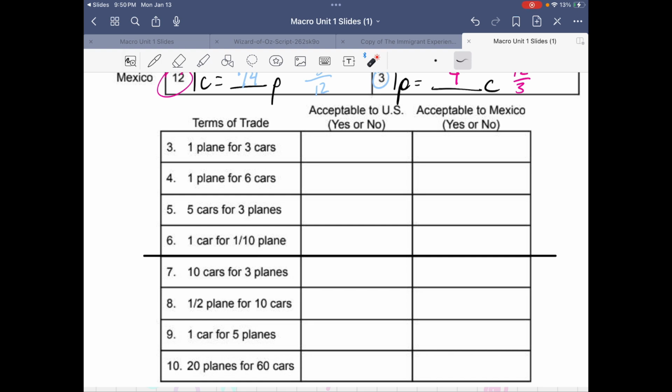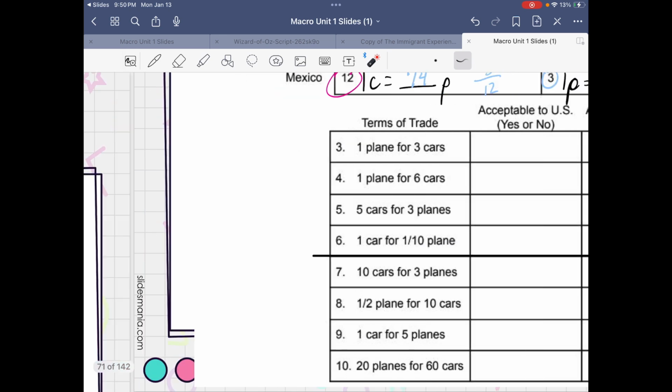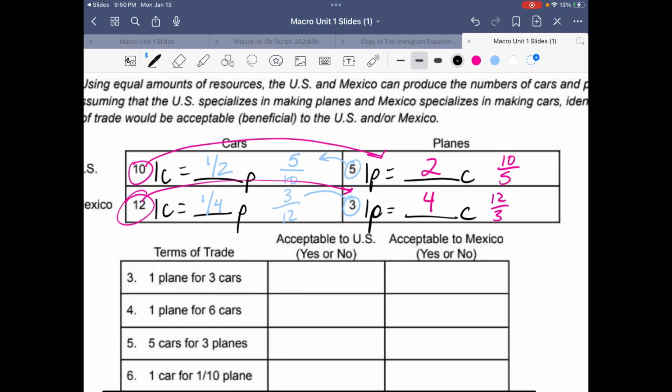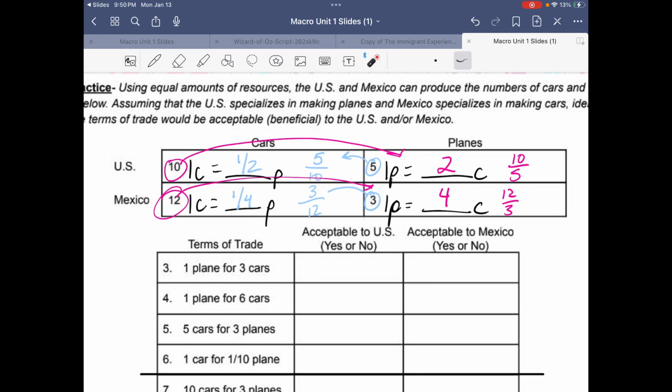So let's dive in. If I have this little checklist for you guys, which this note slide is posted on Google Classroom, we have done this. We've done the OOO or IOU method. We write out who wants what and only focus on those numbers. Well, what we haven't done is figured out who has comparative advantage and absolute advantage. So absolute advantage is not required to answer these questions, but let's just review.